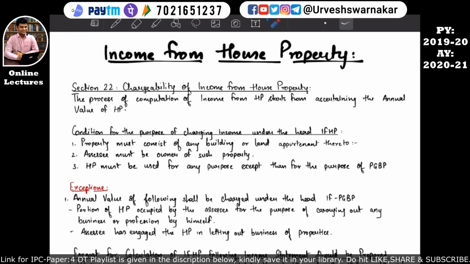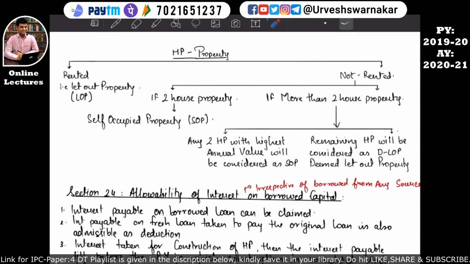So primarily, in order to charge the income from a house property, we need to identify whether such property is a house property or not. And the second condition is very self-explanatory, that the assessee must be the owner of such property. Why is this so? I'll explain it to you when we move further. Okay. So now we have understood what a property means. The very next thing that we need to understand is there are different types of property. So come to the next page of the notes.